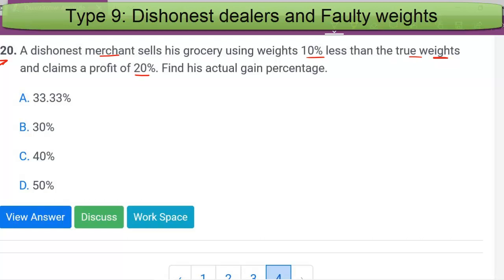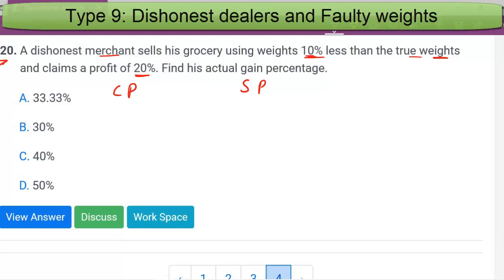What is basically happening is that the merchant is not using the correct weight, he is using a weight which is 10% less, and he claims a profit of 20%. But his actual gain should be more than this 20%, because he is also gaining by using this false weight. So we have to think in terms of CP and SP. What should be the CP for this merchant and what should be the SP?